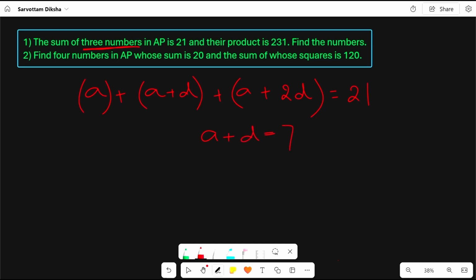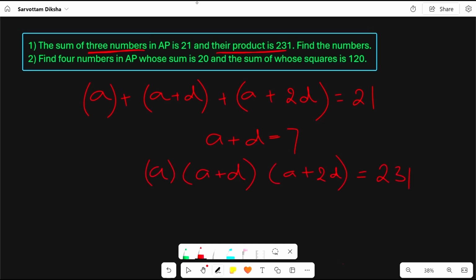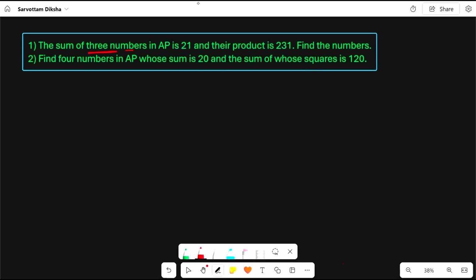And the second equation built from here is A into A plus D into A plus 2D is equal to 231. But now here this I can put as 7. Still I have to deal with two variables. So rather than taking my terms this way, what we will do, the middle term I will take as A. Since the common difference is D, the previous term will be A minus D. I will subtract D from it. And the following term is A plus D. And their sum is 21. Right? So if I solve it further, my minus D plus D gets cut.